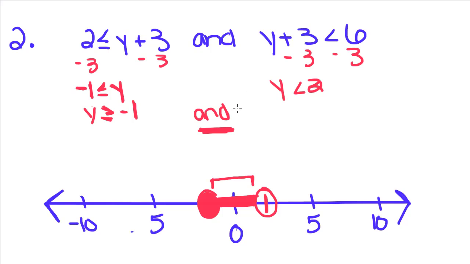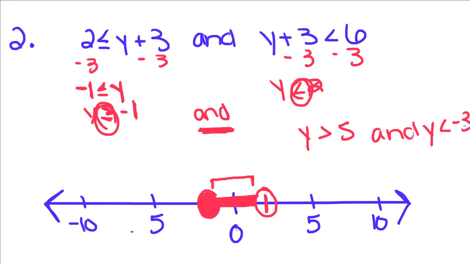And if you notice, with an "and," you cannot have the same inequality symbol. Because if I had y greater than 5 and y less than negative 3, that could never happen, because look, 5's all the way over here, negative 3's all the way over here. There's no way that it could be greater than 5 and less than negative 3. So when you graph compound inequalities, you have to make sure that you pay attention to this word that joins them together, because that's going to determine how you graph it.